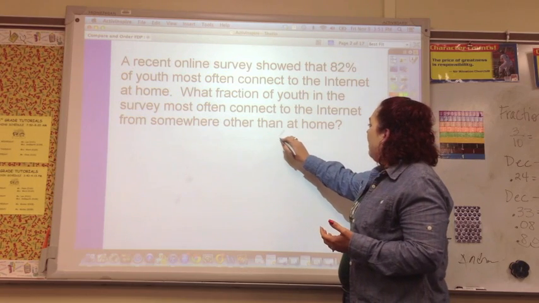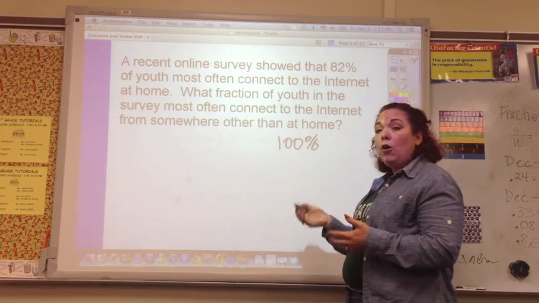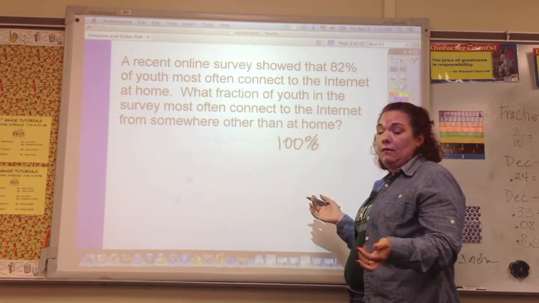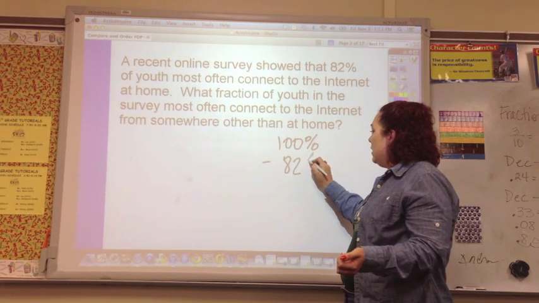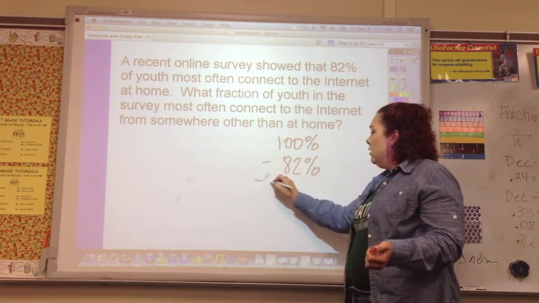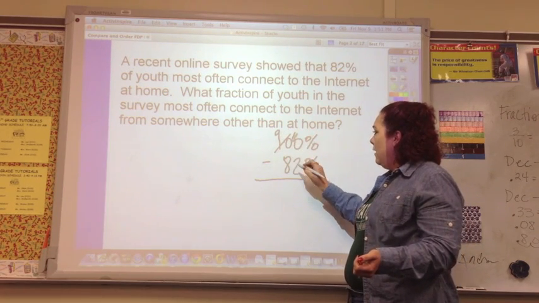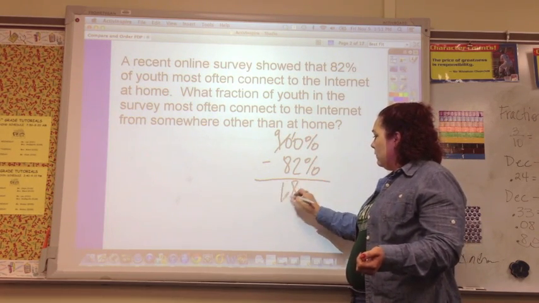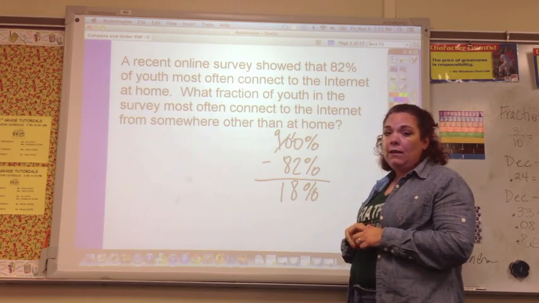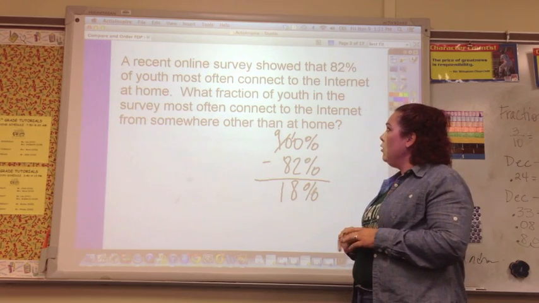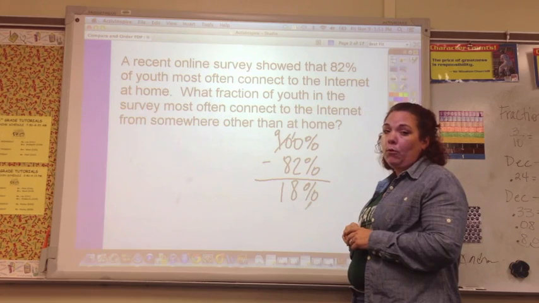So if you have 100% is the total amount of total people that they can do something, and 82% of them use internet at home, then you would borrow, and 18% would use the internet somewhere other than at home. So you're really just taking from the whole the portion to get the other portion.